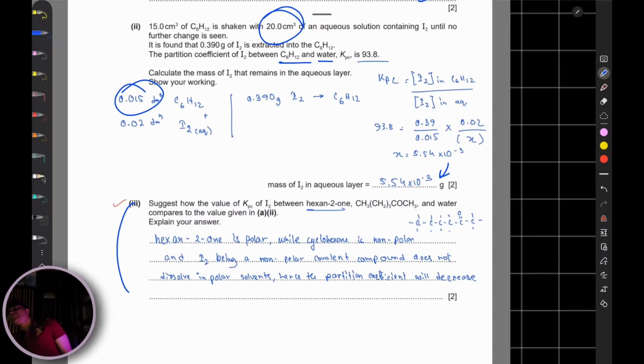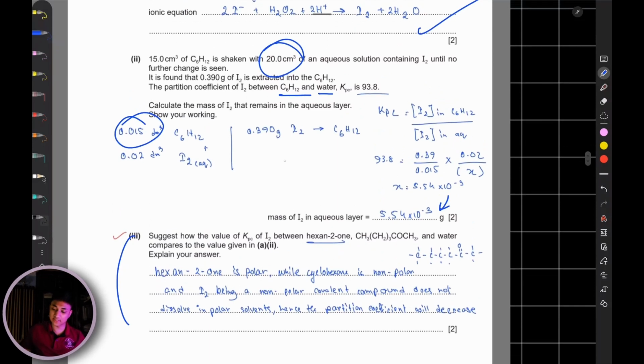Now, when you see the structure of cyclohexane, remember this is not benzene, right? So this is going to have hydrogen, hydrogen, hydrogen, hydrogen, and all that. C6H12, right? So notice this molecule, cyclohexane, is actually quite non-polar. The electronegativity of carbon and hydrogen is quite similar. Hence, it's not as polar.